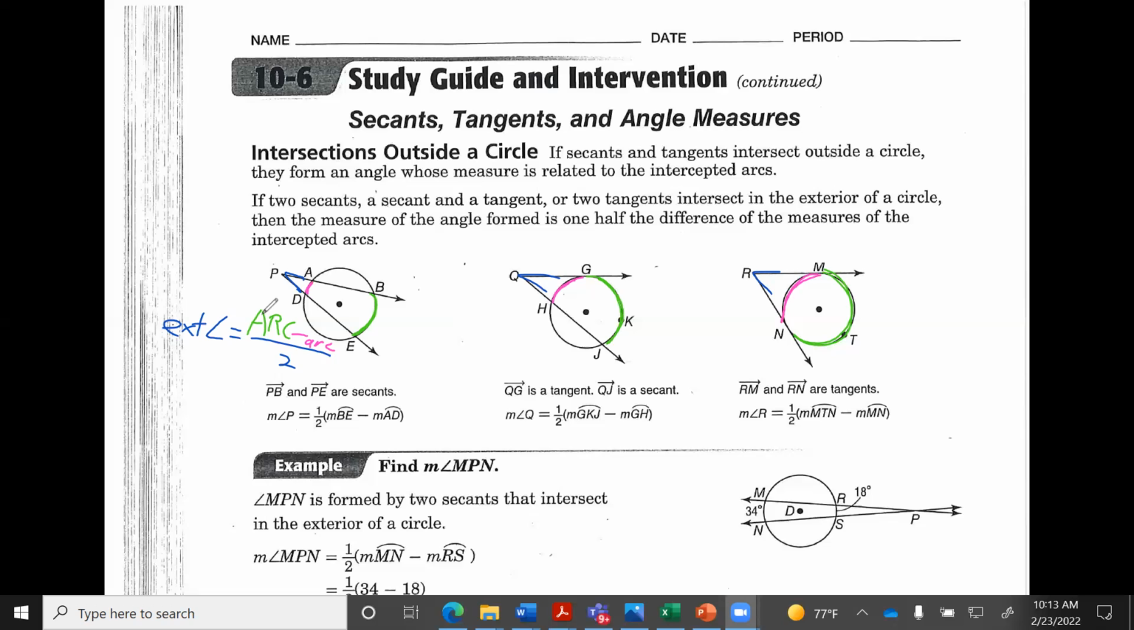Now, down in this example, we had 34, we had 18. To find the measure of that little angle, take those 2, subtract. So 34 minus 18, that gave us 16. 16 divided by 2 gives us 8. So let's do a few practice problems.